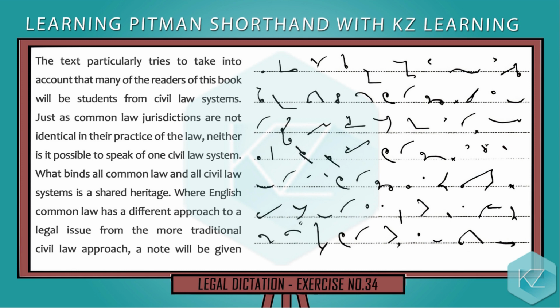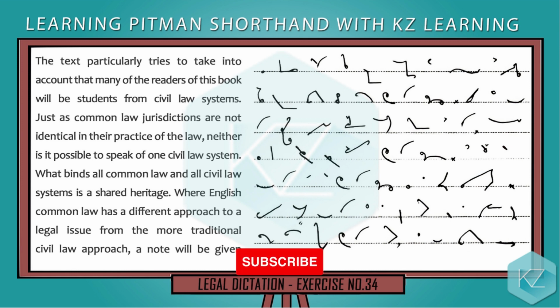The text particularly tries to take into account that many of the readers of this book will be students from civil law systems. Just as common law jurisdictions are not identical in their practice of the law, neither is it possible to speak of one civil law system. What binds all common law and all civil law systems is a shared heritage.